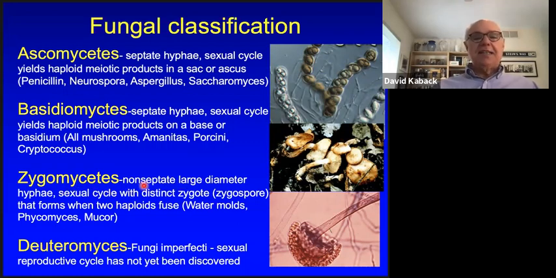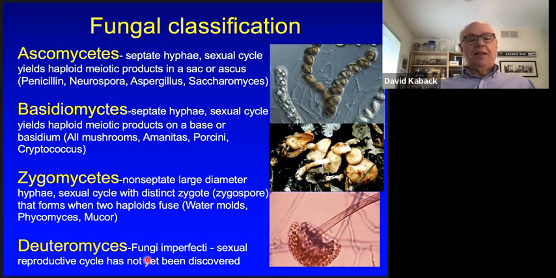Okay, finally, we have Zygomycetes. Okay, these are the non-septate, very large diameter hyphae, almost 100 micrometers in diameter. You can almost see these tubes with the naked eye. Okay, I used to be able to when my eyes were good. Now I can't quite see them. And these have a distinct sexual cycle involving this thick-walled spore called the zygospore. And we'll hear about this again in pathology when we talk about a species called Mucor.